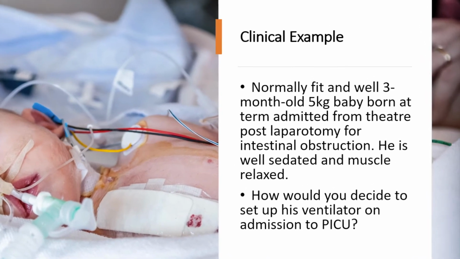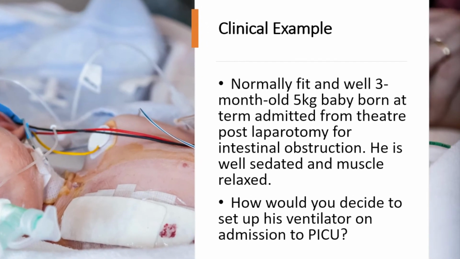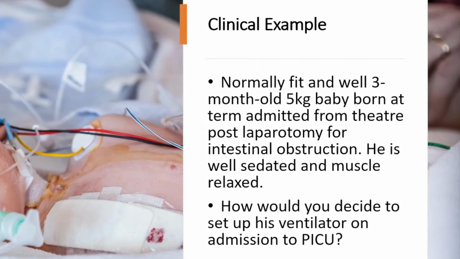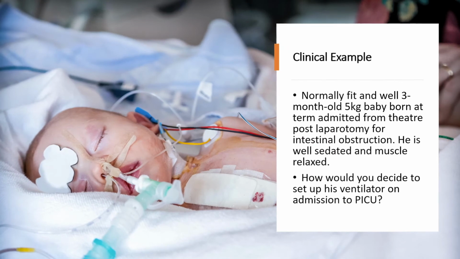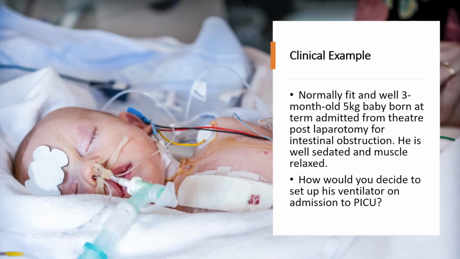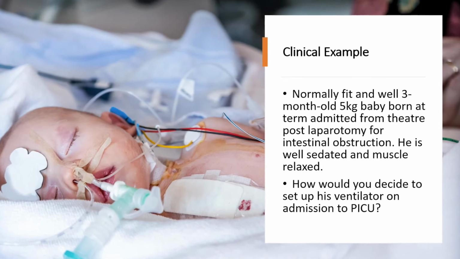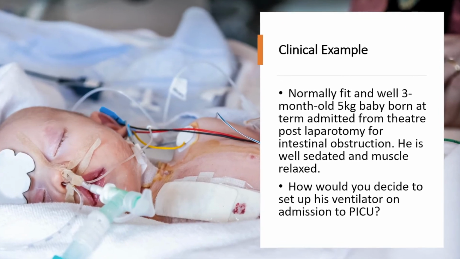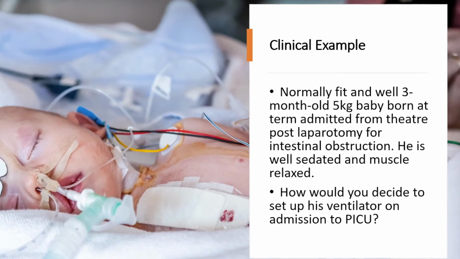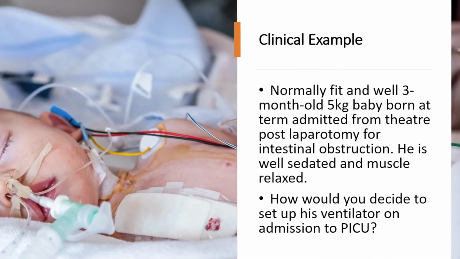So now what I would like you to do is to decide how you would set up his ventilator on PICU. So a good thing to do would be to look at the factors that influence how you would start ventilation. Work out in your mind how you would commence ventilation with this sort of patient, and once you've made up your mind, get back into the video and see how I would do it. Right, so stop the recording now.